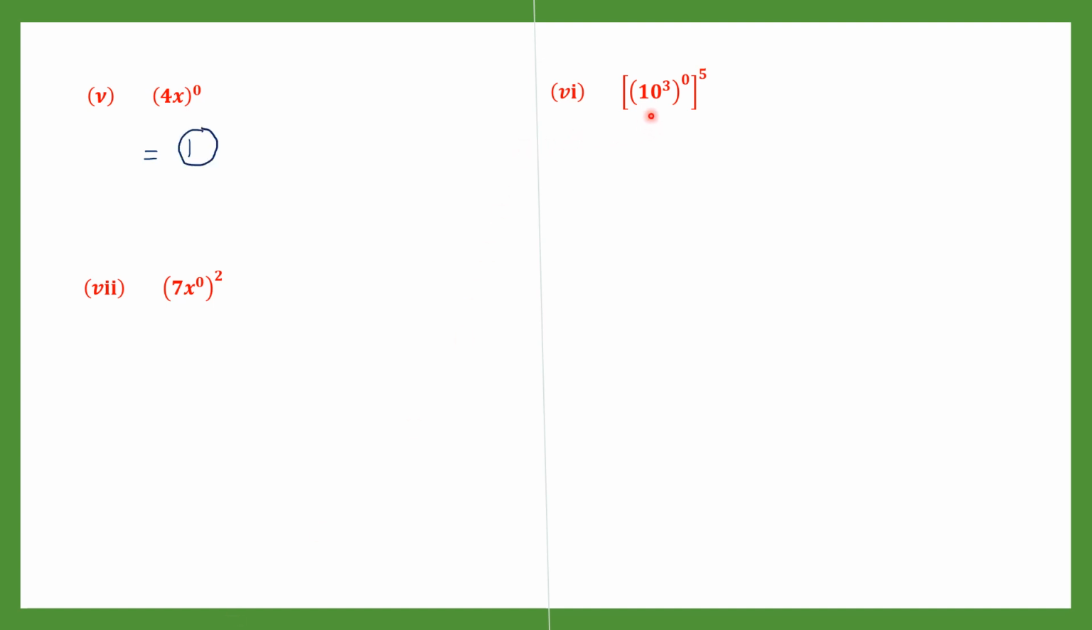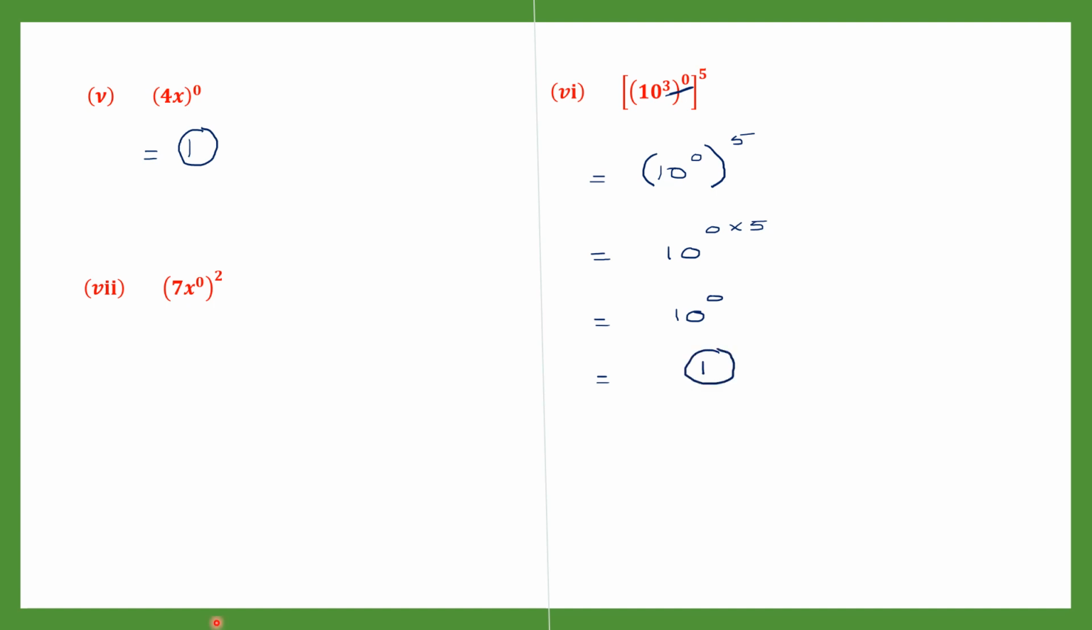Question 6. Here we have 10 raised to the power of 3, which is raised to the power of 0, and that whole thing is raised to the power of 5. So first we need to work on these two powers. So let's use the power law and multiply. So this becomes 10 to the power of 3 into 0, which is 0. Now this whole thing, 10 to the power of 0, is now raised to the power of 5. So here this becomes 10 to the power of 0 into 5, and we know that 10 to the power of 0 into 5 is 0. So now 10 to the power of 0 is 1. So our answer here is 1.